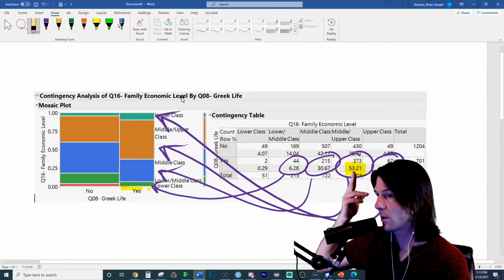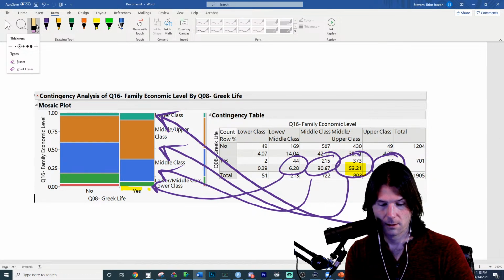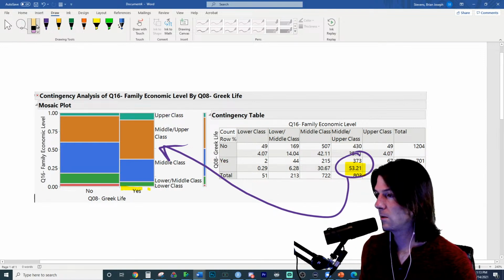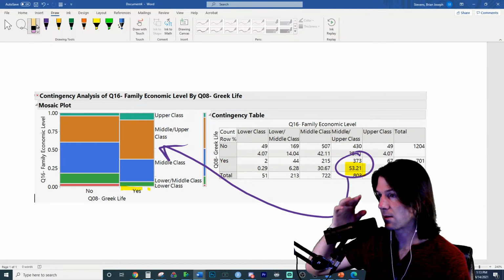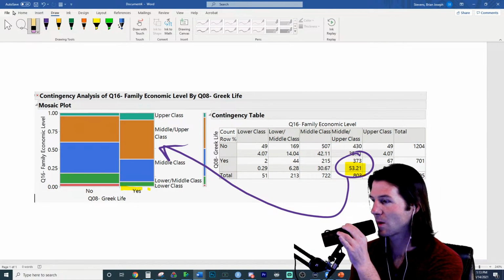So what does that number right there represent? What does that number right there represent? What is that number right there?